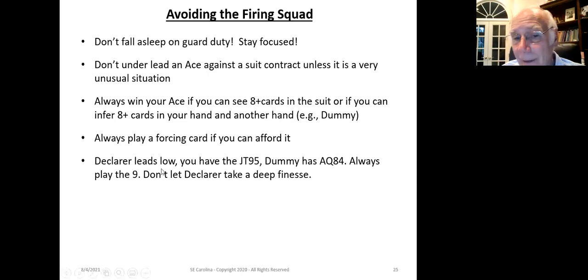So play the forcing card. Declarer leads low. You have the Jack 10 9. Now this is the example here. Dummy has the ace queen. Always play the 9. Don't let the declarer take the deep finesse. This is an example of playing the forcing card.